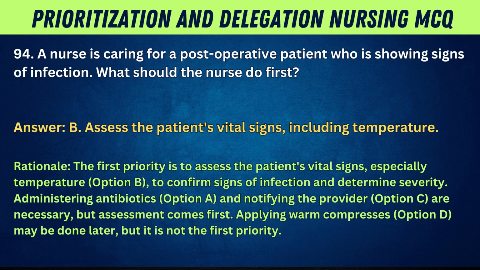Answer. B. Assess the patient's vital signs, including temperature. Rationale. The first priority is to assess the patient's vital signs, especially temperature, option B, to confirm signs of infection and determine severity. Administering antibiotics, option A, and notifying the provider, option C, are necessary, but assessment comes first. Applying warm compresses, option D, may be done later, but it is not the first priority.